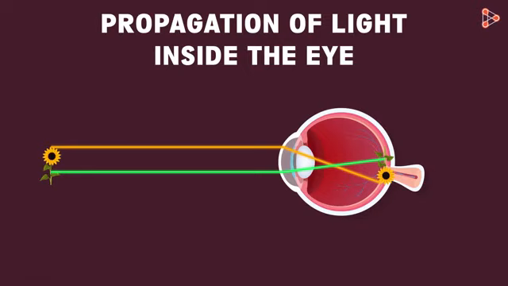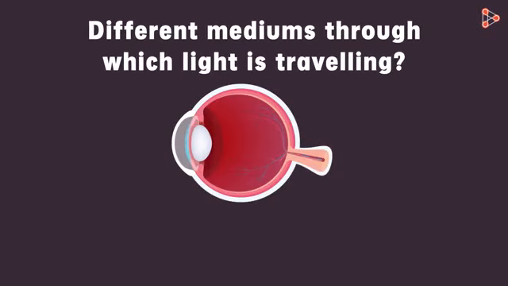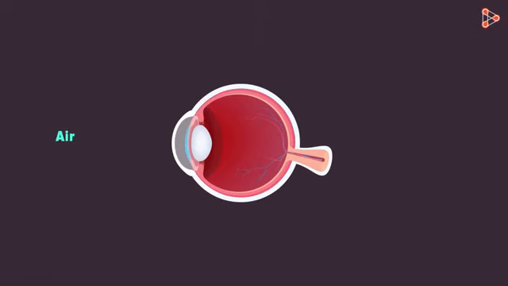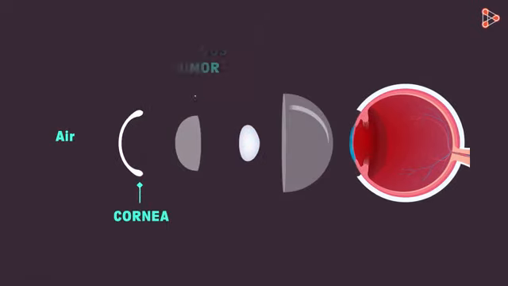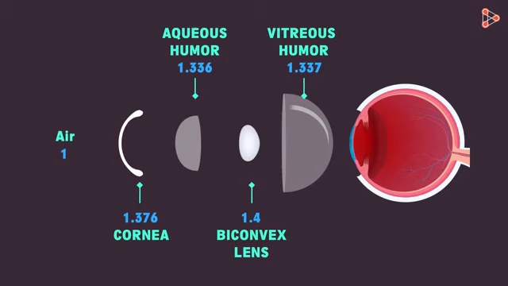Let me get a bit technical here. Look at the eye closely. What are the different mediums through which light travels before it reaches the retina? There's air, then there's cornea, then we have the aqueous humor, then the lens, and finally through the vitreous humor. And here are the approximate refractive indices of the media.